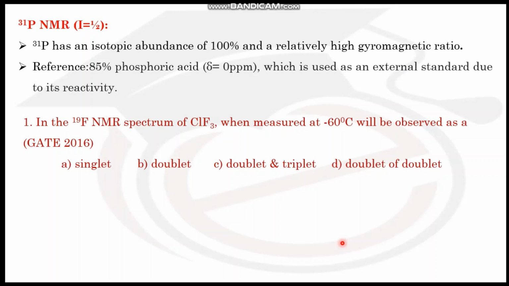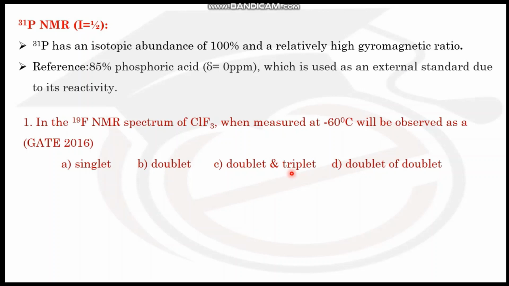We just want to calculate the number of signals and splitting. Those questions are generally asking how many signals we are getting, and how the splitting is, or how many lines we are getting. That question will be asked. Now we have one question that was asked in GATE 2016: in the F19 NMR spectrum of ClF3, when measured at minus 60 degrees Celsius, will be observed as a singlet, doublet, triplet, or doublet of doublet.